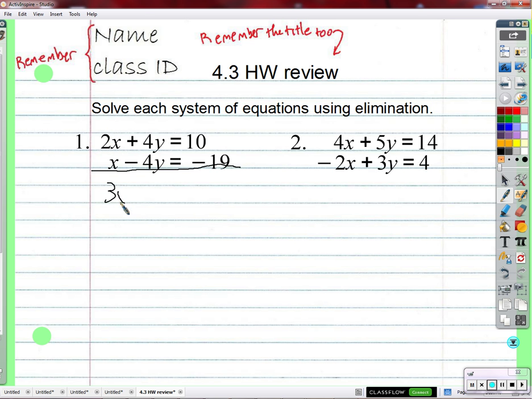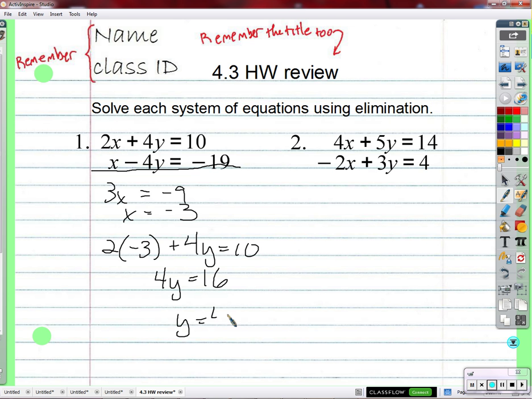Yep. 3x equals 9. Negative 9. X equals negative 3. Put it right in. Not that one. This one. There's a positive in front of the Y. 2 times negative 3 plus 4y equals 10. This is a negative 6, so I'm going to add 6 to both sides. 4y equals 16. Y equals 4. So negative 3, 4.